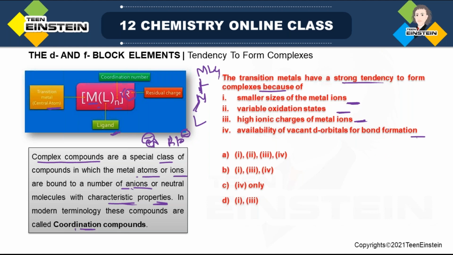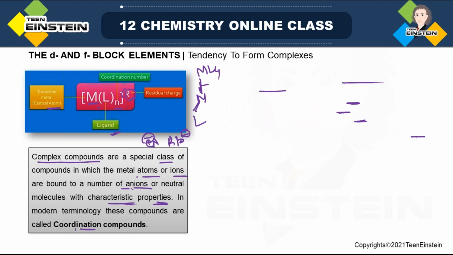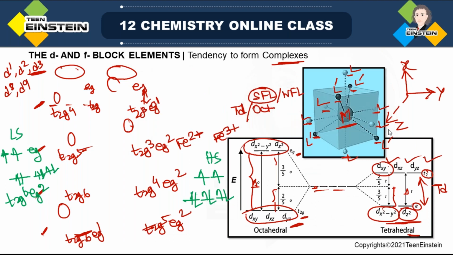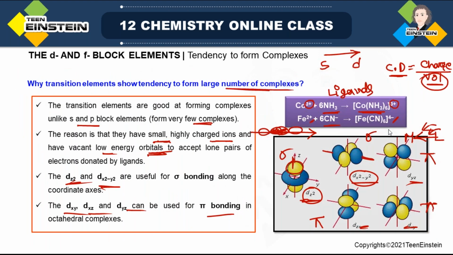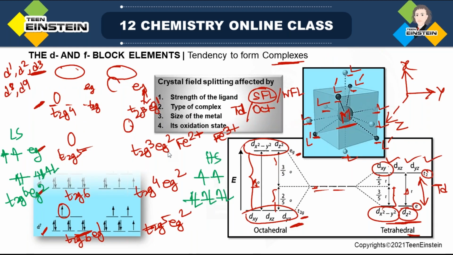Now just try to recall the previous slide. I'm talking about this slide. Here the question is given: why do transition elements have a high tendency to form complex? See what reasons are mentioned: small size, highly charged ions, then vacant low energy d orbital. So 3 reasons are already mentioned here.